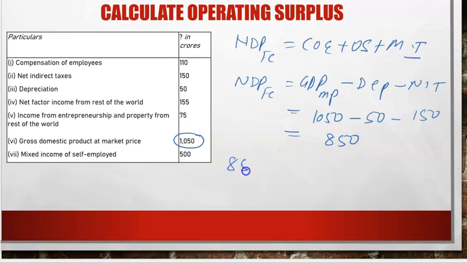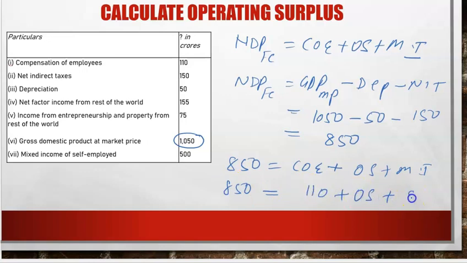And NDPfc is COE plus OS plus mixed income. So let us get the answer, students. 850, COE is 110, OS is missing, and mixed income is 500. So 850 minus 610 gives me 240. Your operating surplus is 240. This is the reverse question. I hope you understood these type of questions. ज़्यादा मुश्किल नहीं आता income method में.